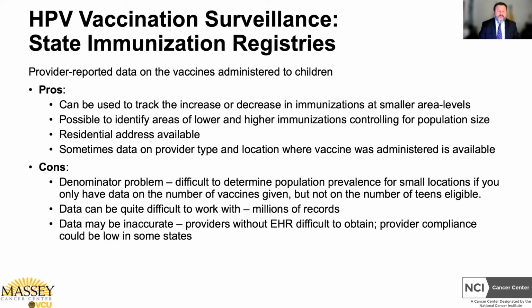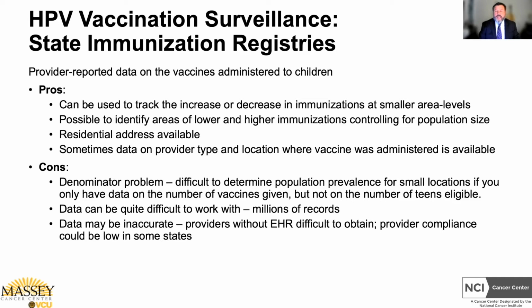Another method of surveilling HPV vaccination might be to use the state immunization registries. Many states have immunization registries. Providers report data on vaccines that they administer to children. Some of the pros of this is that it can be used to track the increase or decrease in immunization at small area levels. And it's really possible to identify high or low levels of immunization controlling for population size.